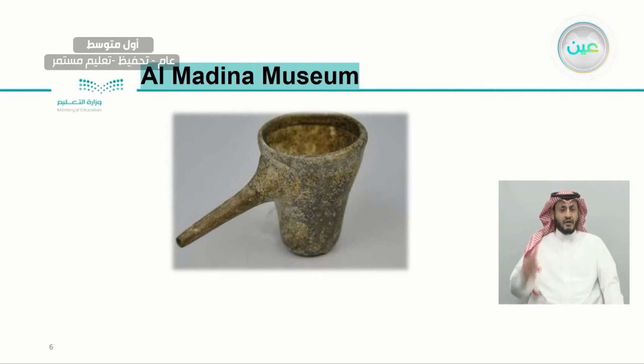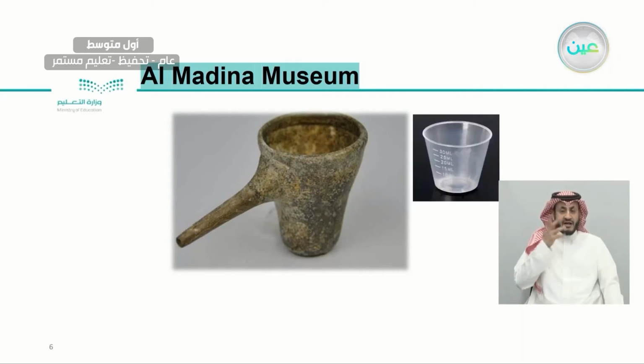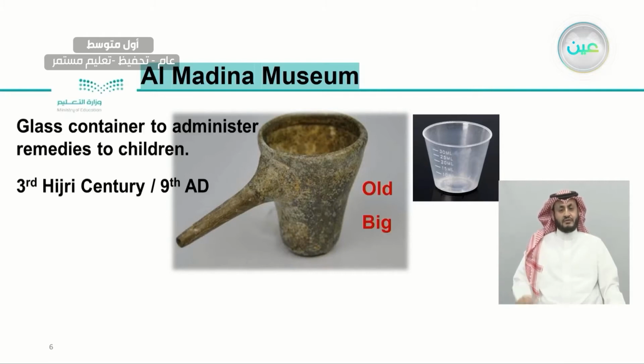Okay. Let's look and see. How about that one? This is a hint. This can help you. This is the modern form of it. This is the old one. This is the modern thing. Good job. I can hear you. So it's an old big item or object.